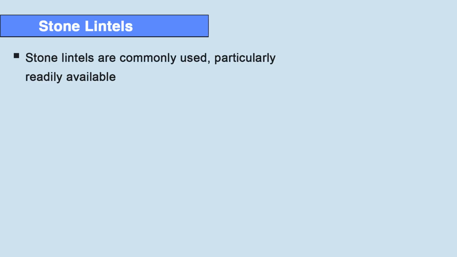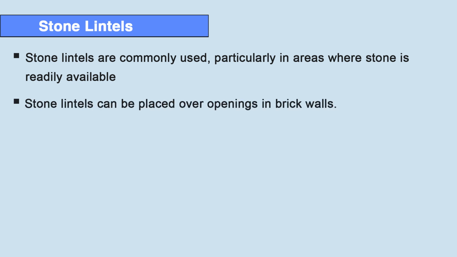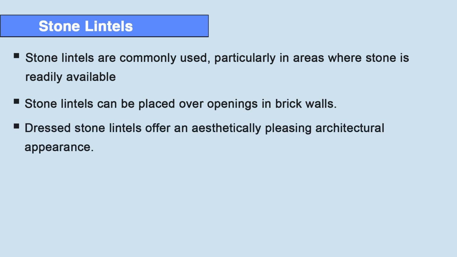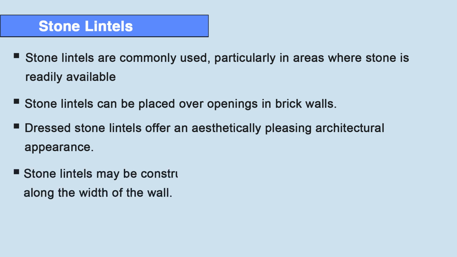Now, the next one is stone lintels. Stone lintels are commonly used, particularly in areas where stone is readily available. A stone lintel consists of a thick stone slab. Stone lintels can be placed over openings in brick walls. A dressed stone lintel offers an aesthetically pleasing architectural appearance. Stone lintels may be constructed from a single piece or multiple pieces across the width of the wall.